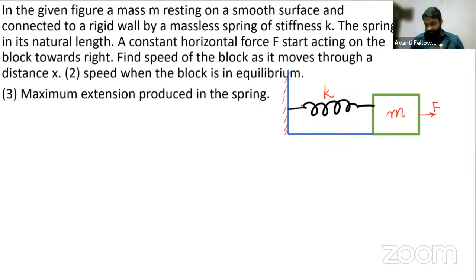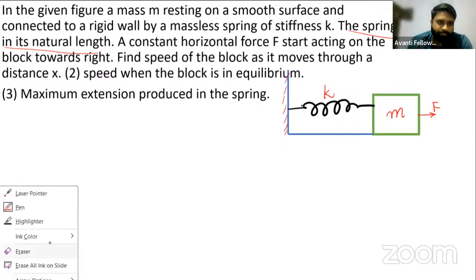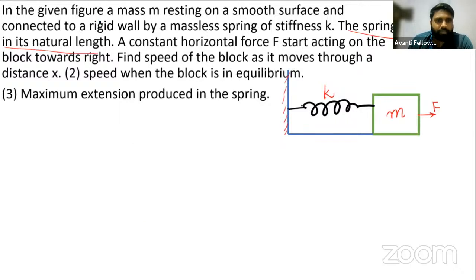Now in this question, what is given to us? The mass of the block is given, the spring stiffness K is given, and some more information is given that the spring is in its natural length, which means initially there is no spring force. Okay. And one thing more, a constant horizontal force, which means the force is constant. Okay. So we have to find the speed as it moves through a distance x.